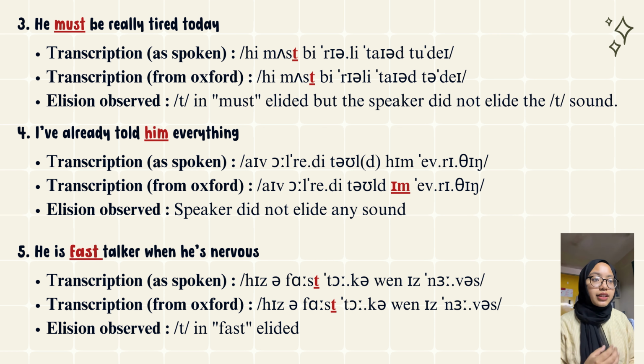So in this case, the t in "fast" is dropped before the t in "talker" to reduce articulatory effort. This pronunciation reflects a more fluent, connected style of speech.